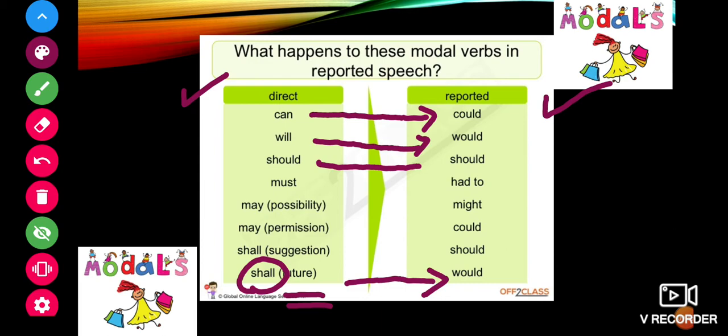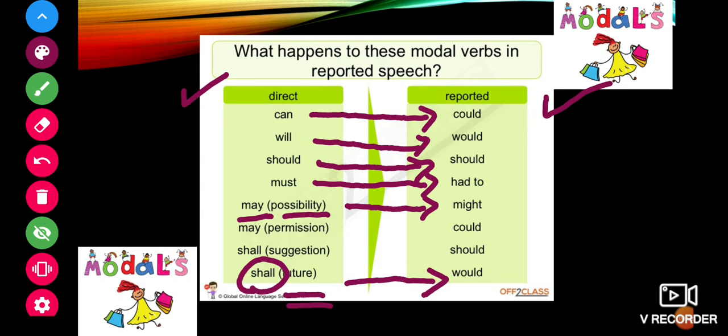Should changes to should. That means there is no change in should. Should remains as it is. Must changes to had to. Now may, if may is used for a possibility, it changes to might. That means, consider the sentence, I may go tomorrow.